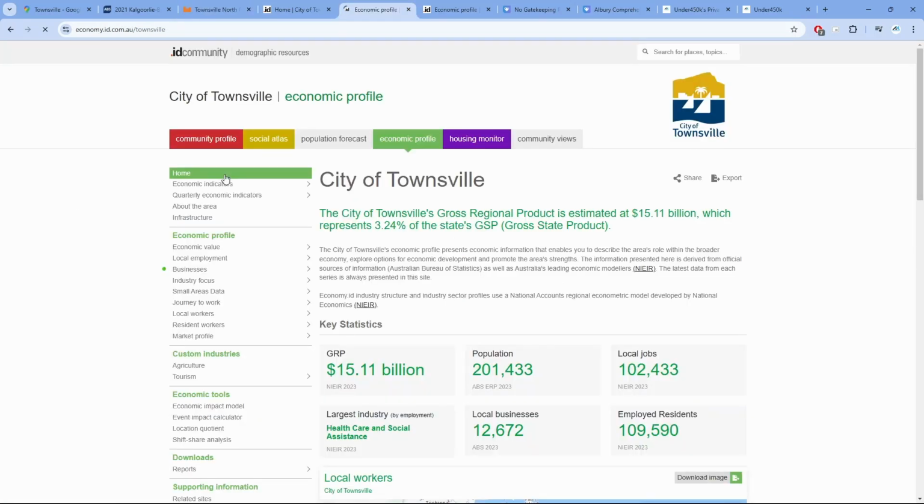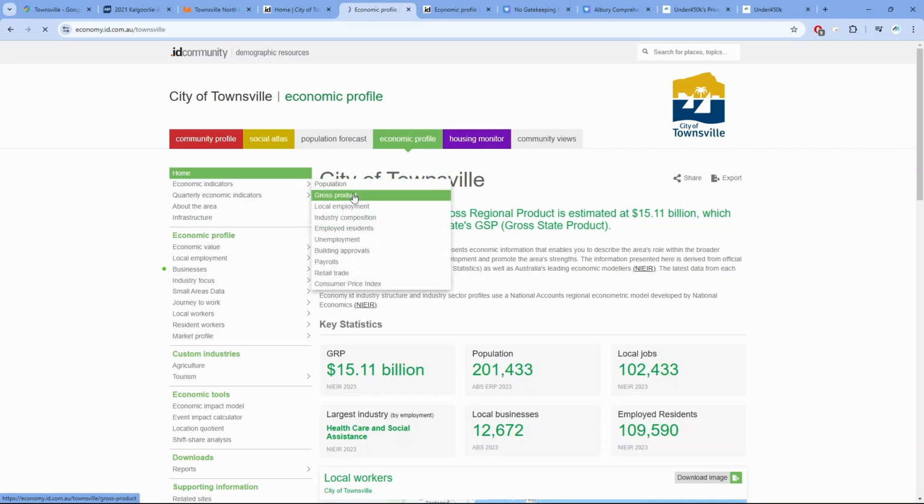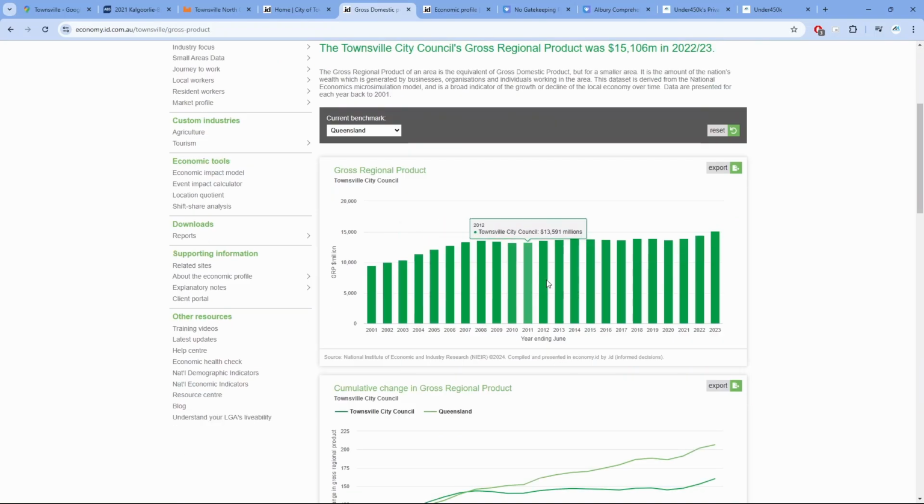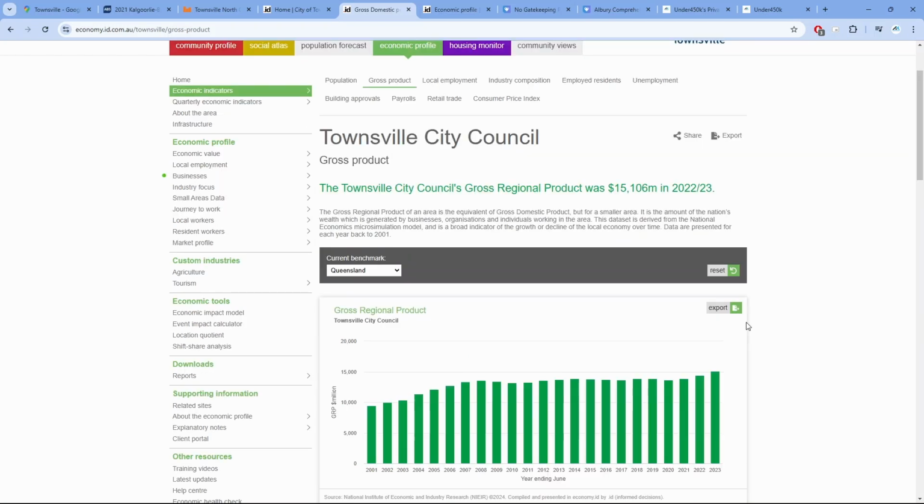Now, where else can I find this information? If we go to economic indicators up here, or economic value, you can see gross regional product. You can also go to gross product up here, which is a bit easier to comprehend in terms of the graph. And we can see that in the past couple of years, once again, the data reflects the same. It has been increasing, which is what we want to see. So that is the data metric number 2 of the macroeconomics that we want to see.